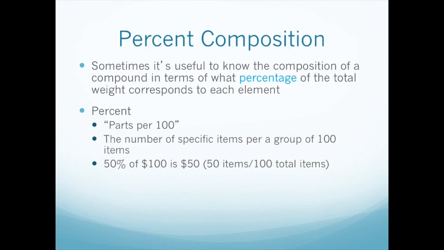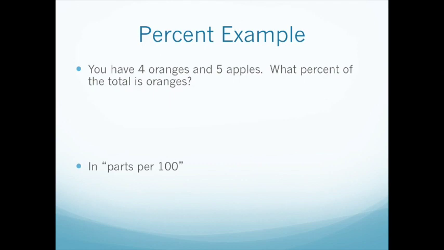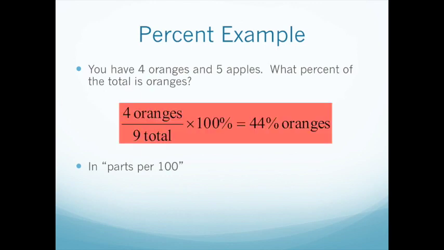So say you have $50. $50 is 50% of $100 because 50 out of 100 is 0.5. Another example, in case you don't know how to calculate percents. 4 oranges and 5 apples. What percent of the total is oranges? So you divide 4 by 9, and then you multiply by 100. It's 44%. So 4 divided by 9 is 0.44, times 100 is 44.